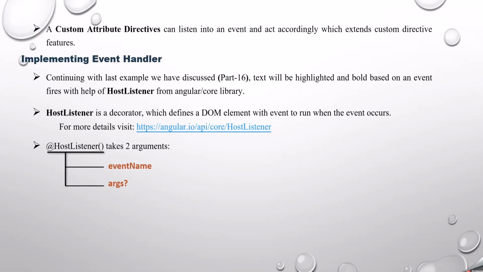You can see whenever I put the mouse on, it is highlighted as well as bold. When I move out of the element, it comes back to the normal font as well. So according to your project requirement, you can define an event, and act on it using HostListener. I have produced this video tutorial to show how to handle a directive with a handler.